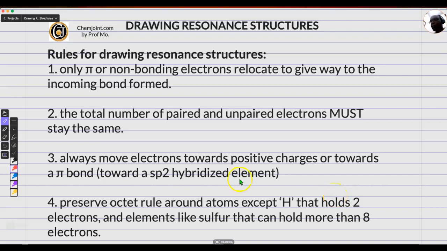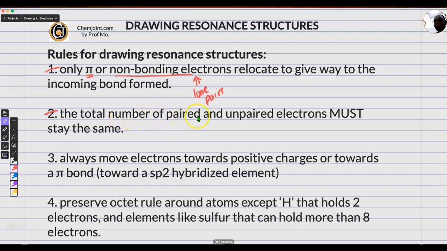For everything we do in chemistry, most likely you're going to get a rule. Only pi bonds and non-bonding electrons are the ones that are going to move. The non-bonding electrons in this case, we are talking about lone pairs of electrons. They relocate to make a new bond. Okay? And then you do not want to change the number of paired and unpaired electrons. They must stay the same.